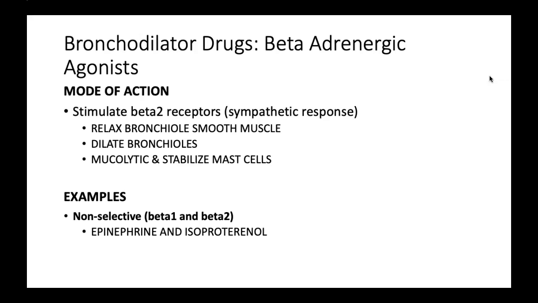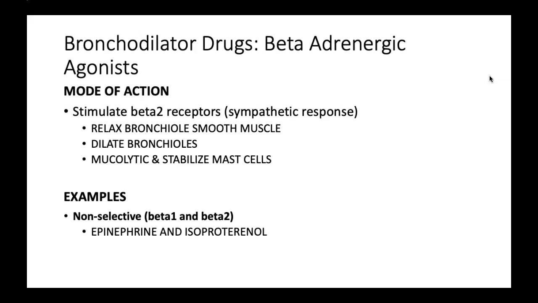Okay, so bronchodilator drugs, we're going to start with beta-adrenergic agonists. Their mode of action is they stimulate the beta-2 receptors. So they stimulate a sympathetic response, and that specific sympathetic response results in a relaxation of bronchial smooth muscle, which of course is going to dilate and open up the bronchioles. In this case too, it also is going to reduce the amount of mucus and stabilize the mast cells so that we don't get a continuation of mast cell degranulation.